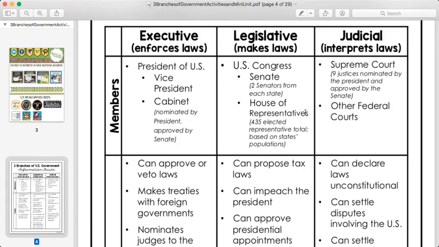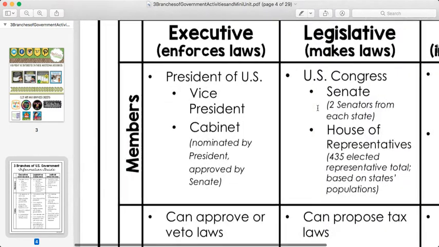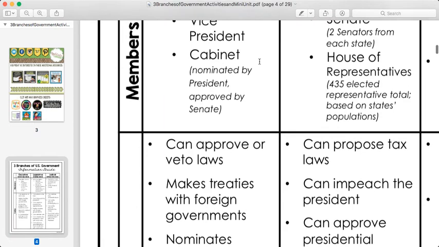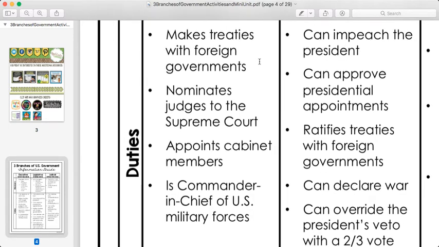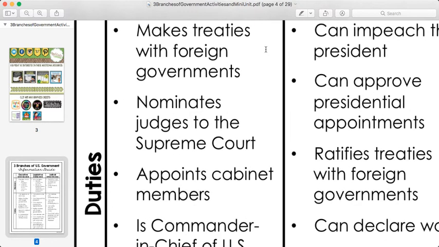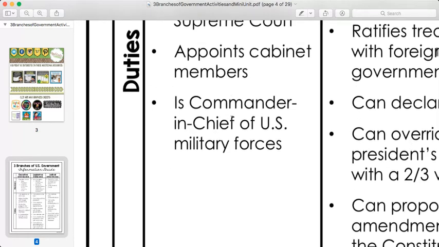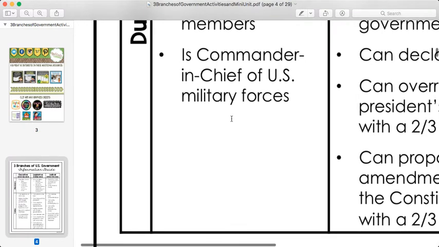Yesterday, we talked about the executive branch, which is right here. This branch consists of the president's executives or his cabinet, and they approve or veto laws. They make treaties with foreign governments, nominate judges to the Supreme Court, appoint cabinet members, and the president is commander in chief of the United States military forces.